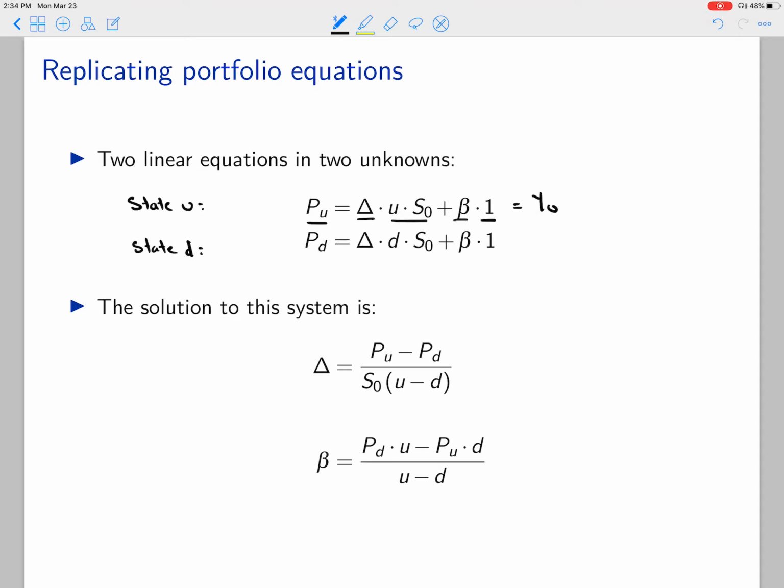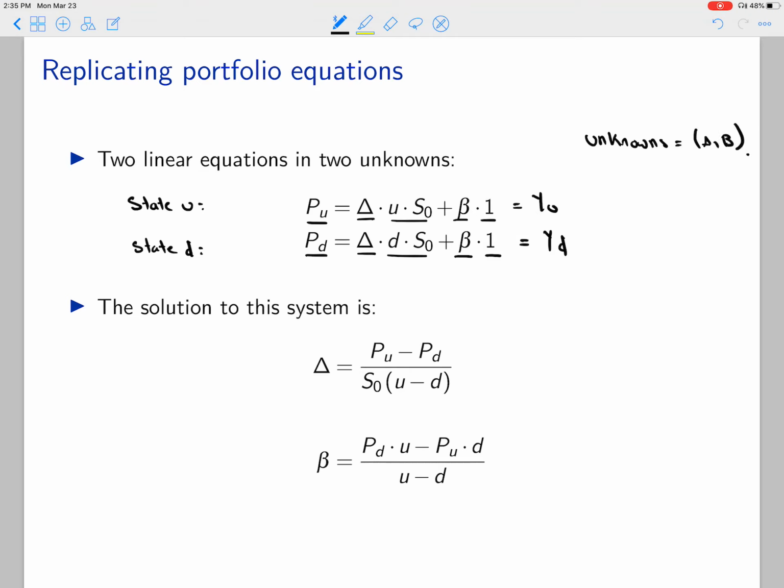In the second equation, we need to set the payoffs equal in the down state. That is, the payoff to the put, P sub D, must be equal to the payoff to the portfolio, delta times S sub D plus beta times 1. The latter is just equal to Y sub D. These two linear equations describe the system that we want. This is a system of two linear equations and two unknowns. The unknowns are delta and beta.